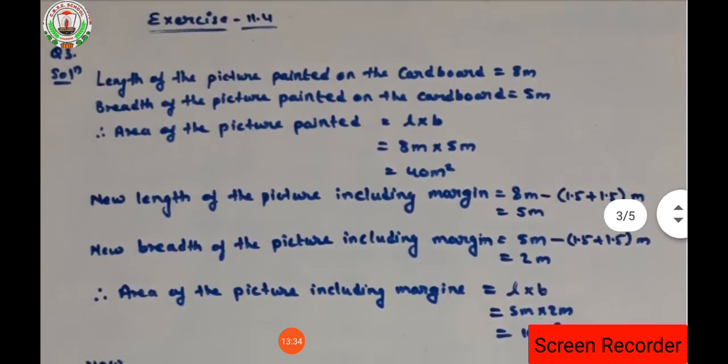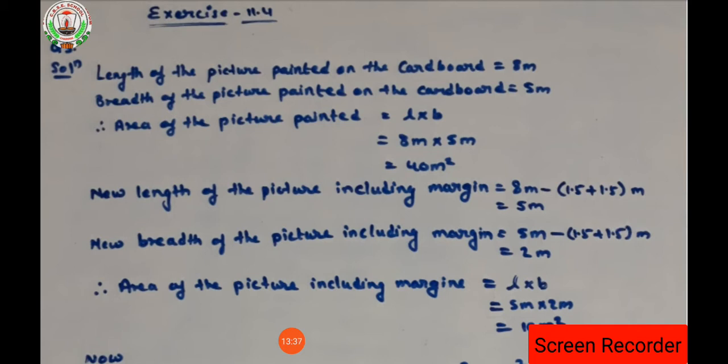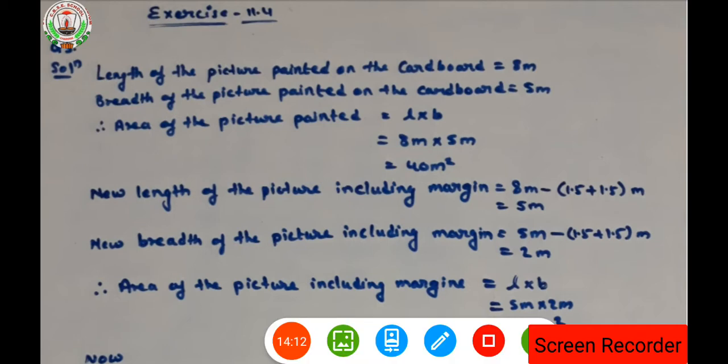Next question, question number 3 from exercise 11.4. Now let's see. In this question, I will first explain the question. When you are drawing on any plain paper or A4 size plain sheet, you are going to draw the drawing in that, then you are going to draw a margin or highlight it, isn't it? In the same way, one cardboard is there. Remember students, the length of the cardboard is not given, the picture painted on the cardboard is given.